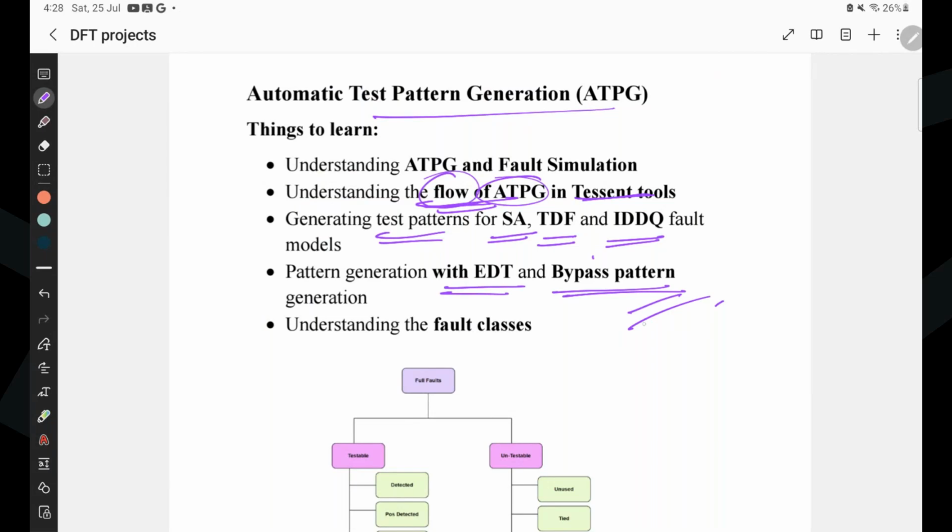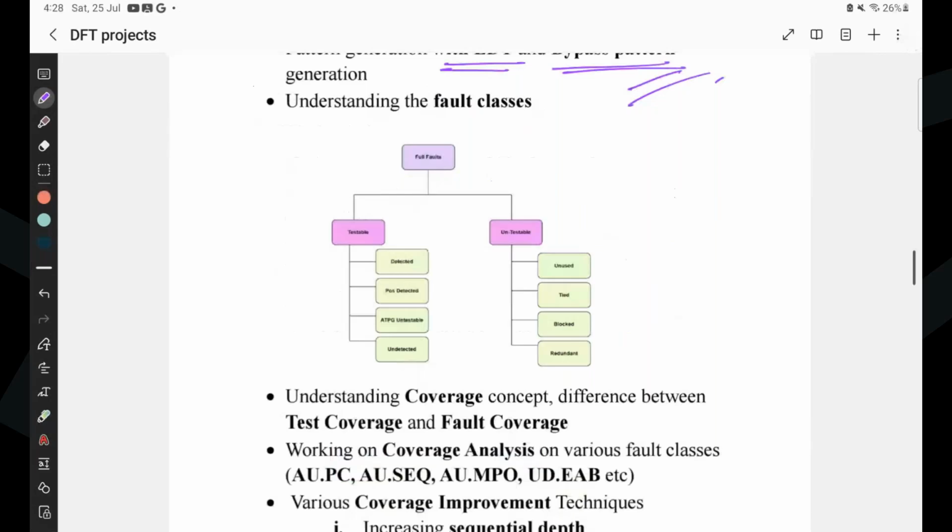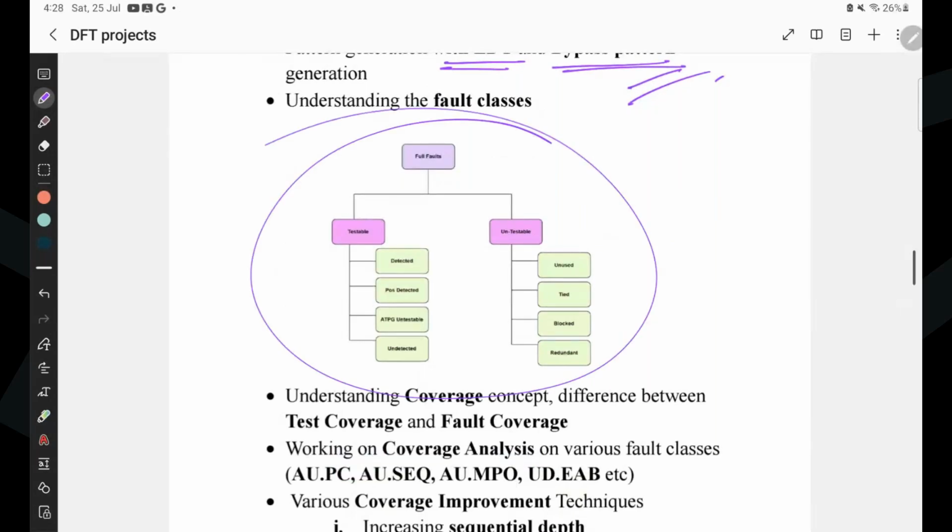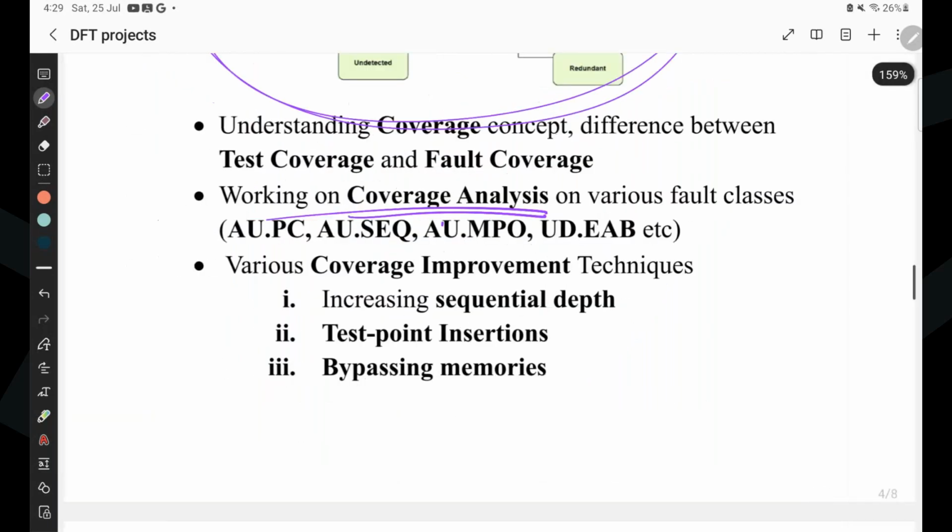So why do we need bypass pattern generation, and what is the difference between EDT patterns and bypass patterns? Why are different patterns required? All those things we will also understand. And understanding the complete fault classes is very much required in order to work on coverage analysis and coverage improvement.